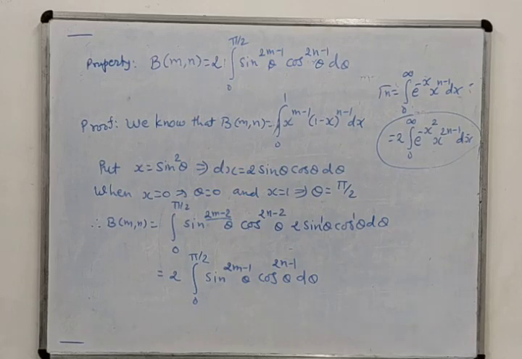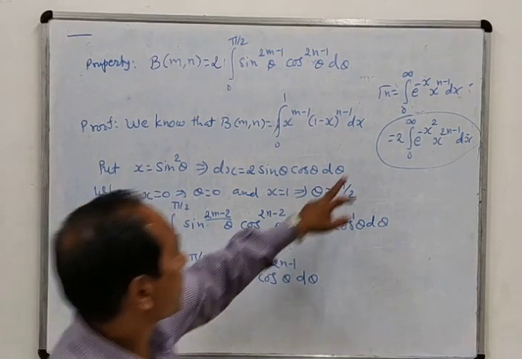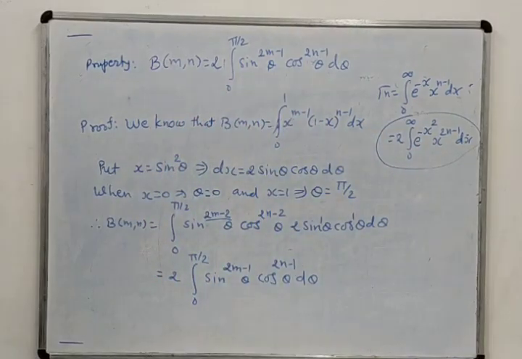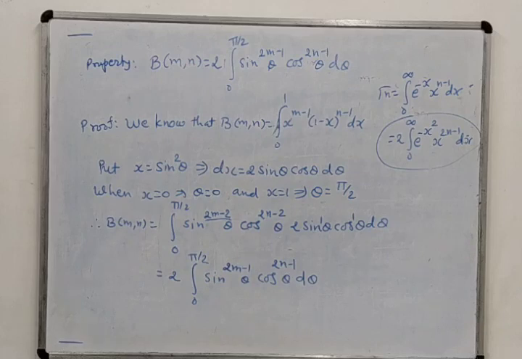Also remember this as a formula. As I told you, remember these formulas. Here are the three formulas. The main definition. Second, we obtain integration from 0 to infinity x raised to m minus 1 upon 1 plus x raised to m plus n dx. And the third one is beta m comma n equal to this. You can see on the board.